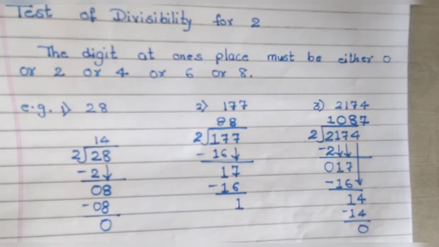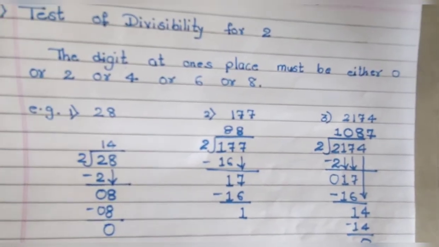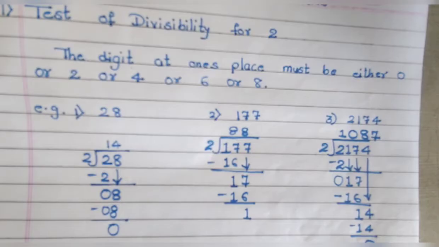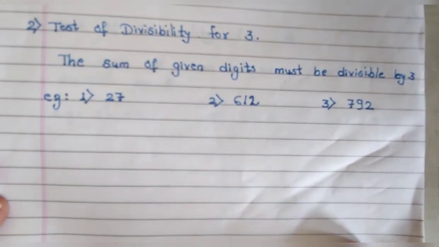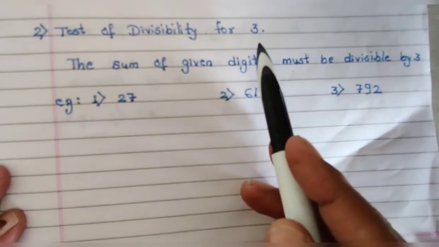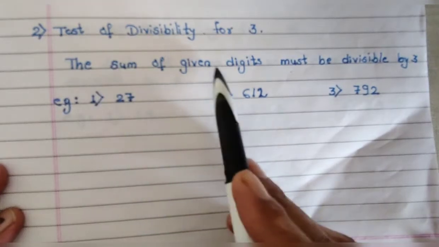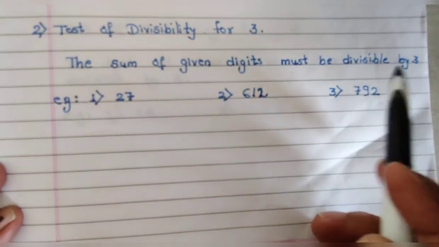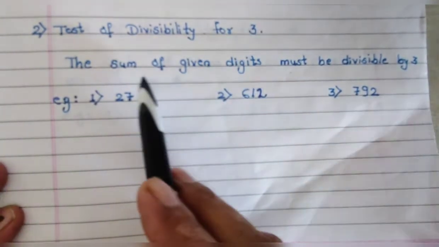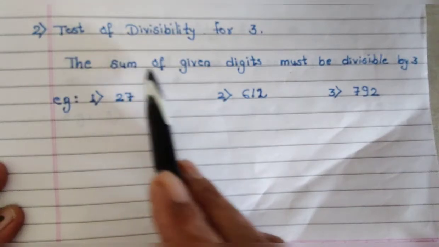Now let us go for the next test of divisibility, for 3. The test of divisibility for 3 asks for what? The sum of the given digits must be divisible by 3. That means we have to do the addition of the given digits.